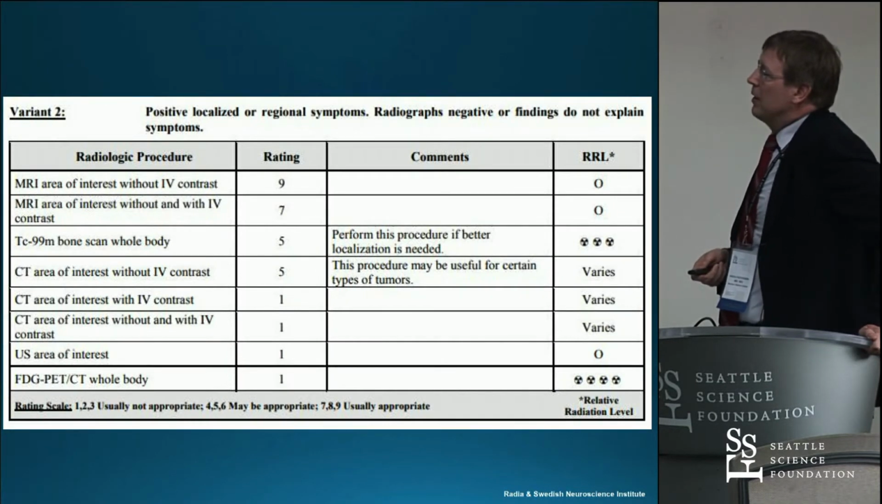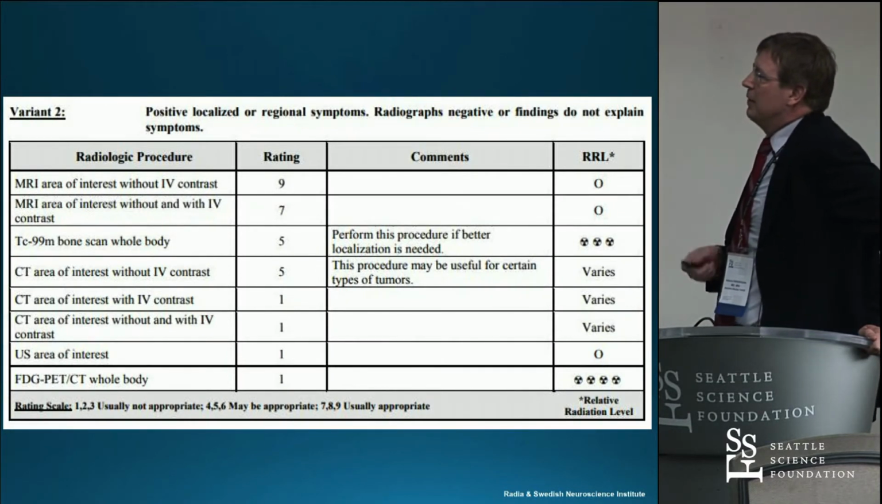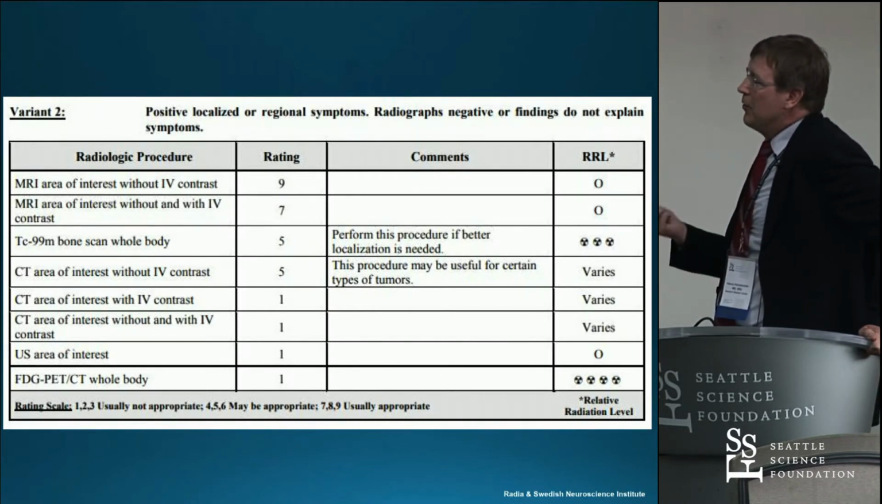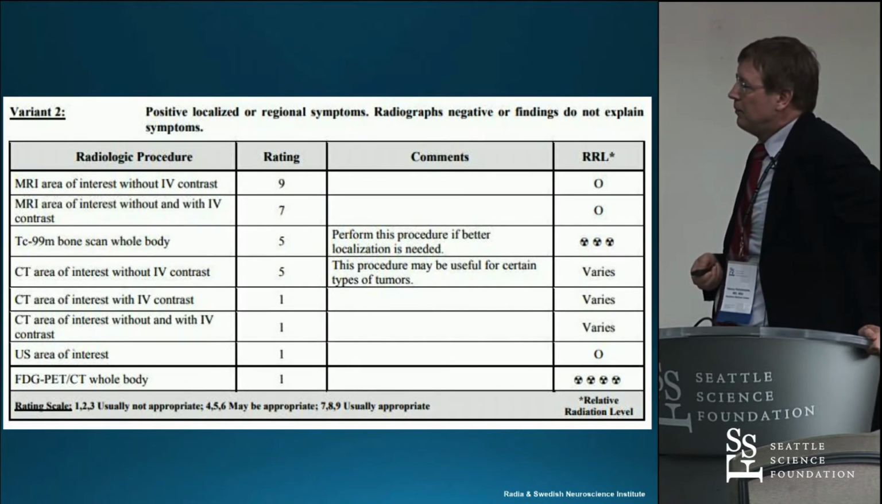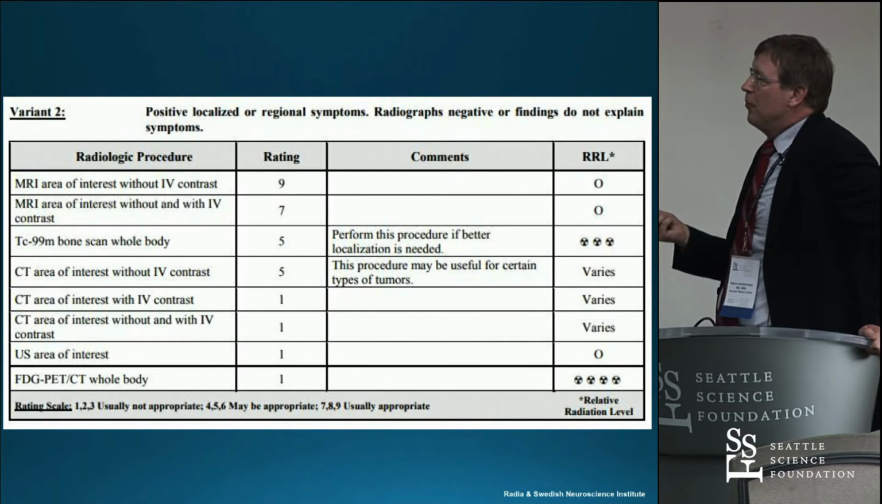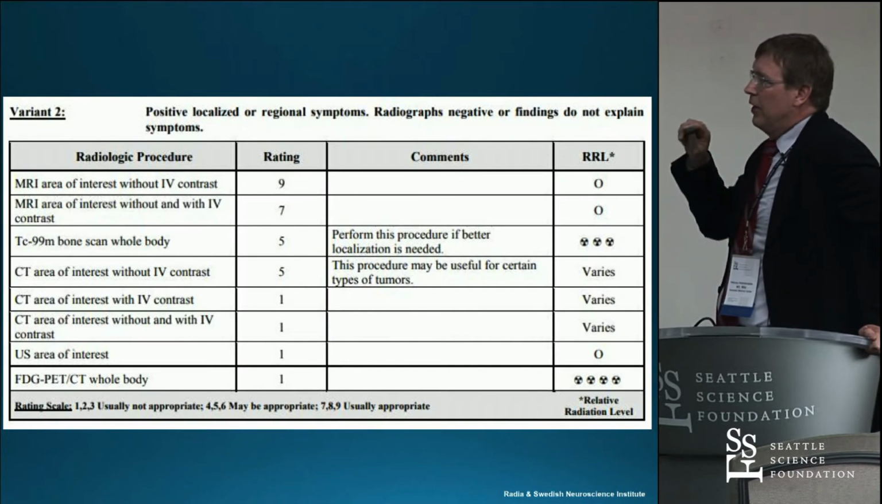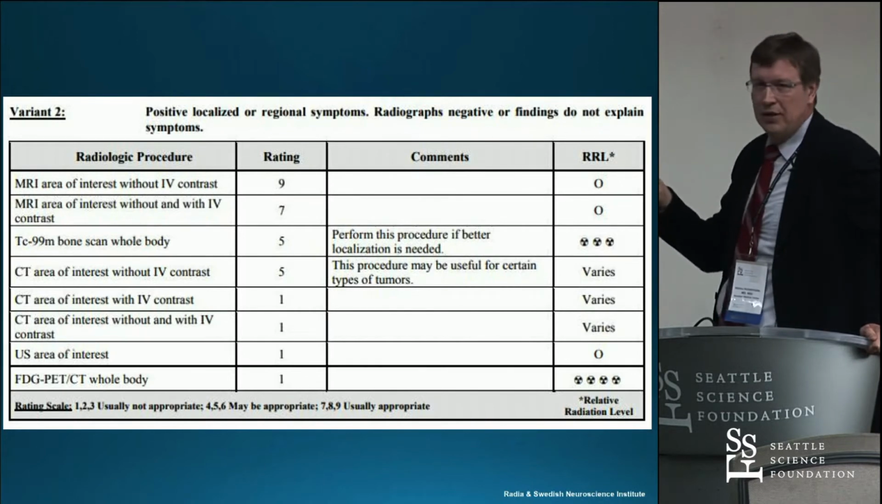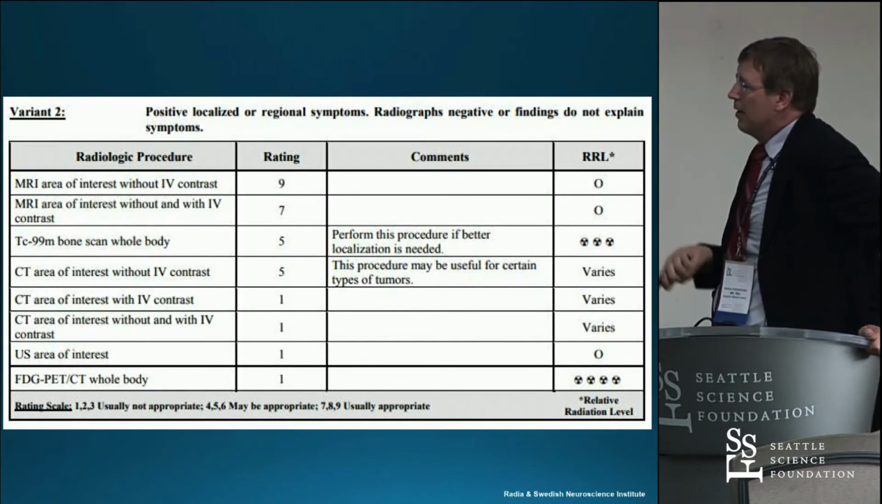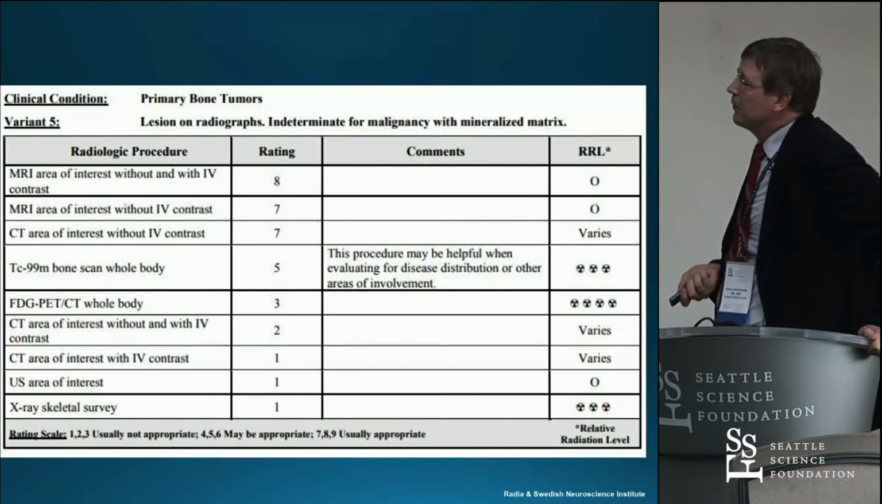Okay, now here is a variant of that. You have positive symptoms, but radiographs were negative or findings did not explain symptoms. Now you do MRI. MRI would be your study of choice in this case. You can do bone scan to try to localize that way, but as you can see, it has only a rating of 5, so it's in that intermediate category. MRI would be your study of choice here.